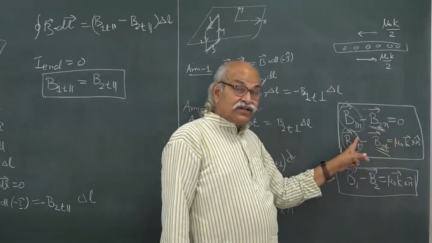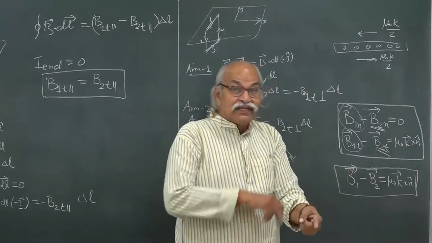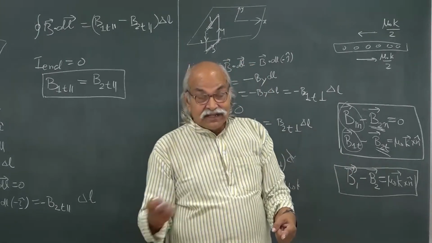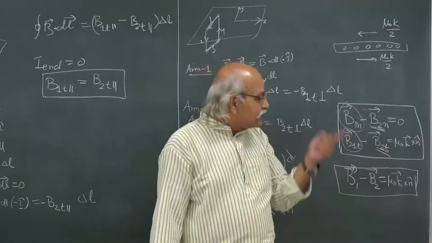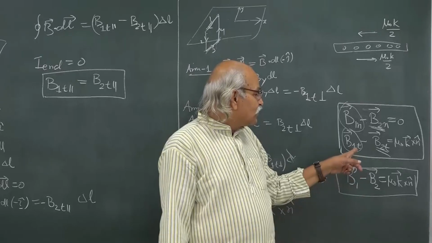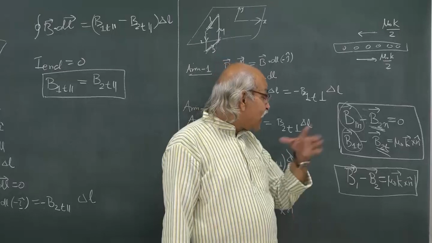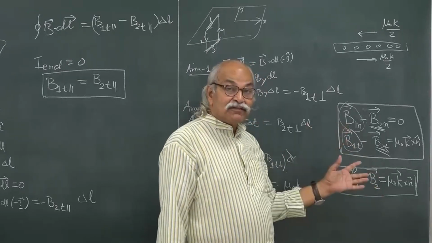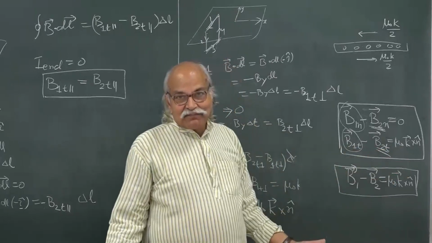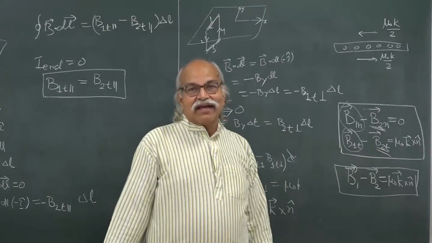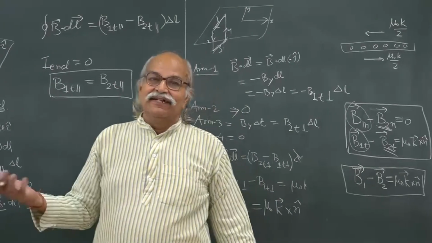And within the tangential component, the part along the current direction does not change, and only the tangential magnetic field component in the direction perpendicular to the current changes by this amount. So, these are the boundary conditions on the magnetic field across a surface which may contain a surface current.